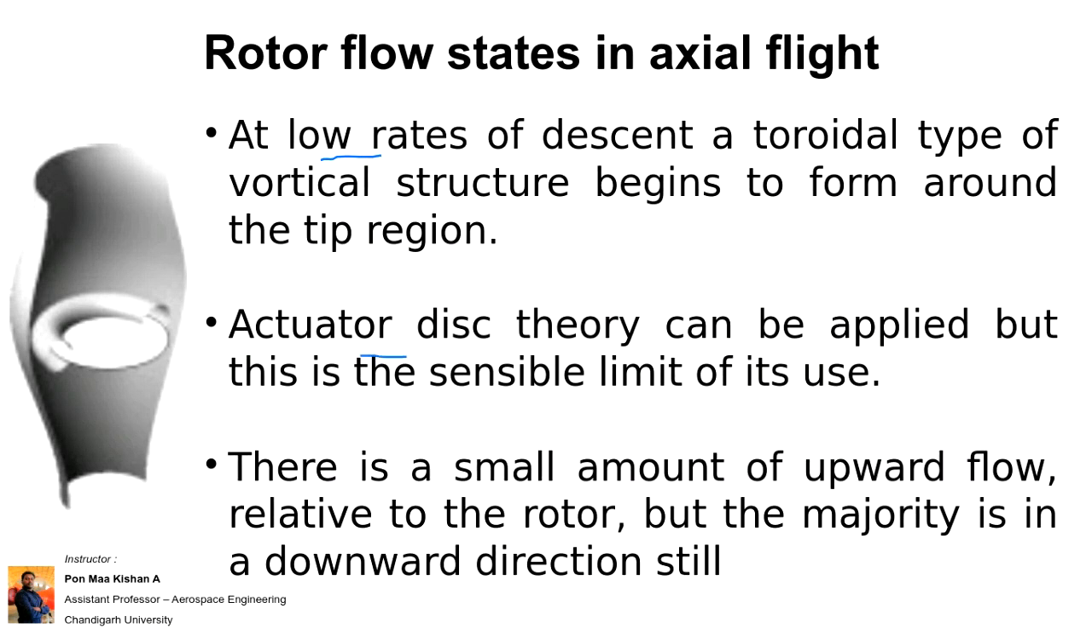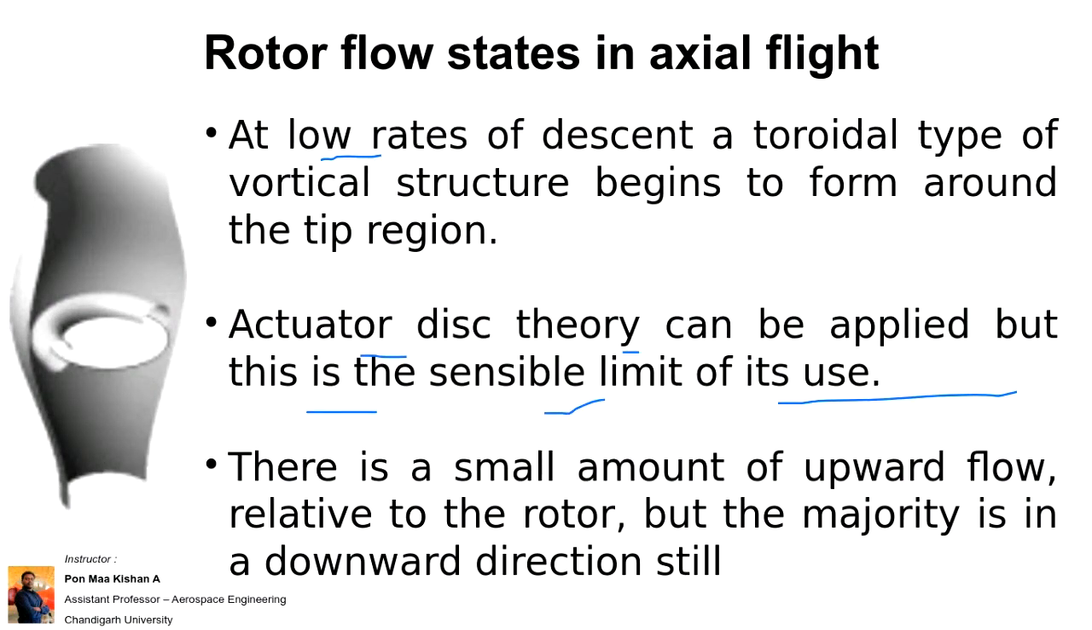So actuator disk theory can be applied, but only within a sensible limit of use. Even momentum theory can be applied in this particular state, especially at a low rate of descent, but it has large error limits. That's why they use the term sensible limit of use. So there are some error limits, and that's why they use actuator disk theory, that is, momentum theory for descent.